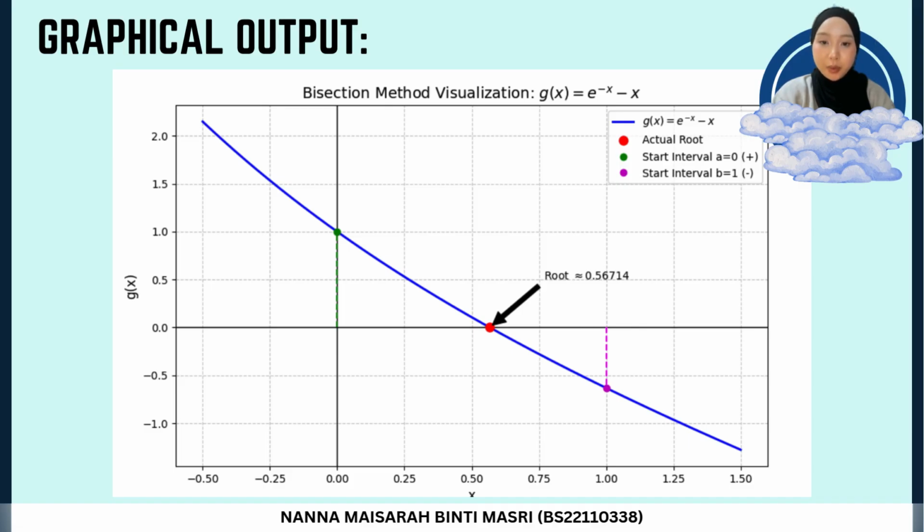Now, let's visualize the solution using the graphical output. Here, I have plotted the function g(x) = e^(-x) - x over the interval from x equal to 0 to x equal to 1. The blue curve represents our function, while the horizontal axis represents y equal to 0. As you can see, the curve starts at y negative 1 when x is 0 and crosses the x-axis as it descends, ending at approximately negative 0.3 when x is 1.